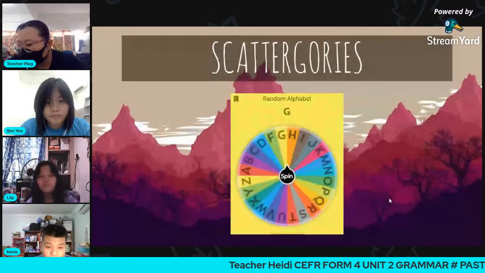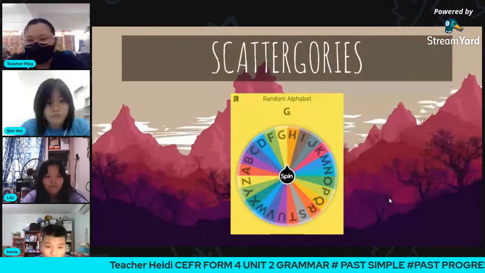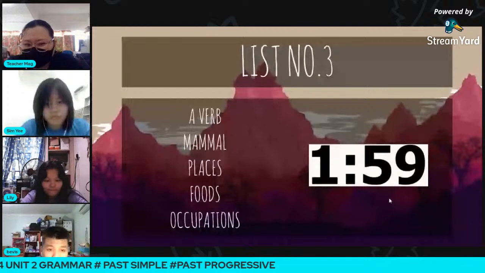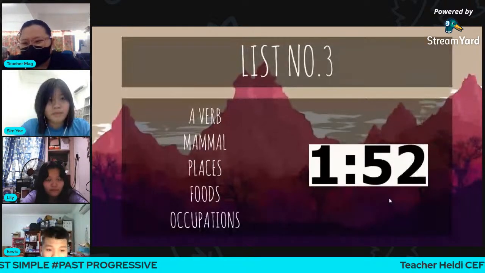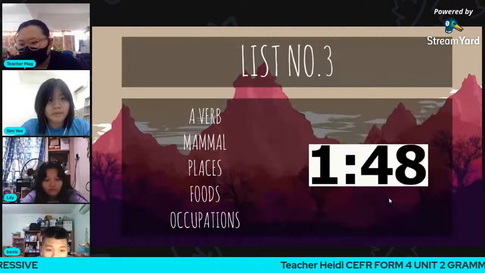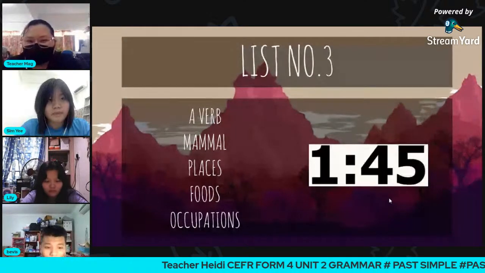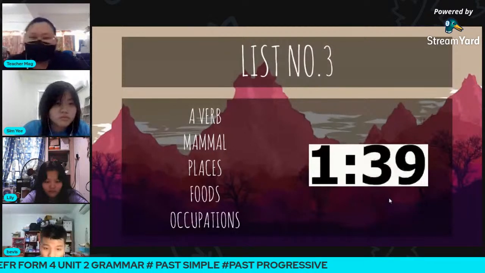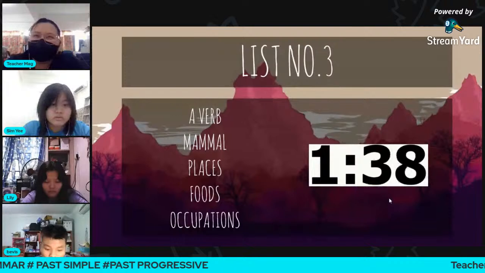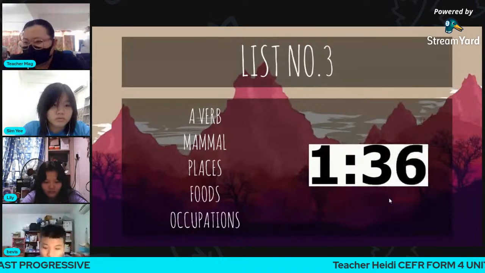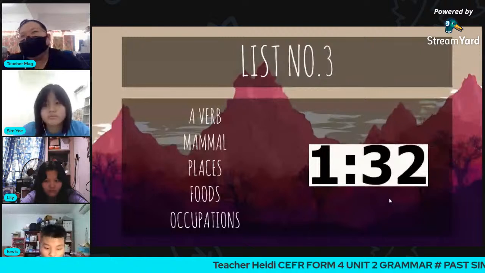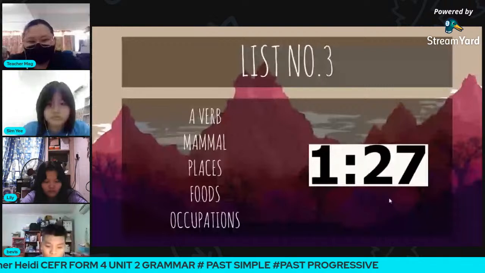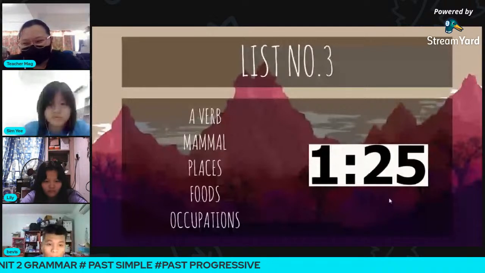Okay, we have G. We have G. Let's see what you can write. And then please write a verb, mammal, place, food, and occupation that start with G. What will it be? Okay, let me guess. A word that starts with G. I give you one: give. A mammal, probably a giraffe. Yep. And then a place that starts with G is Germany. Yeah, Germany. Please do not take my answers. Do put your own answers, okay?